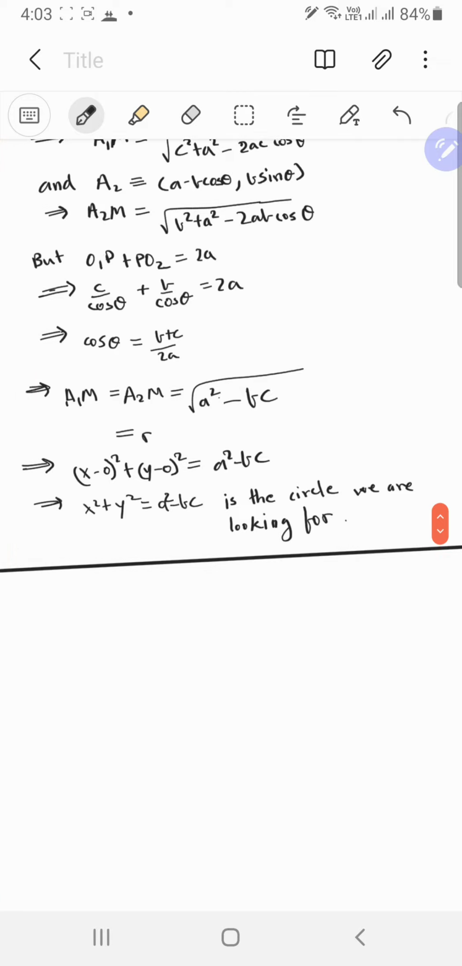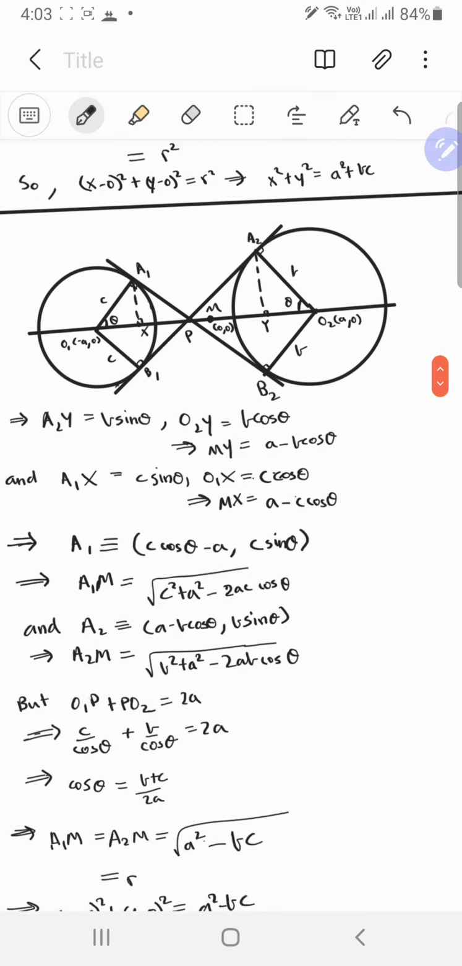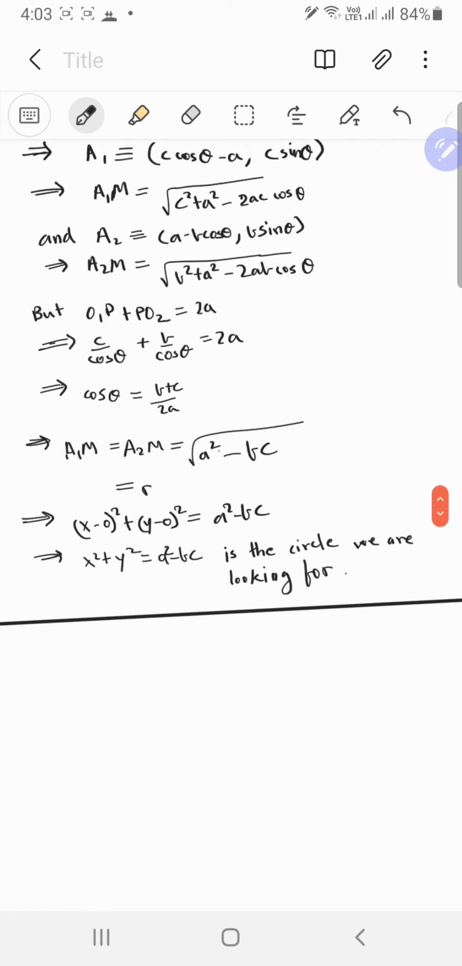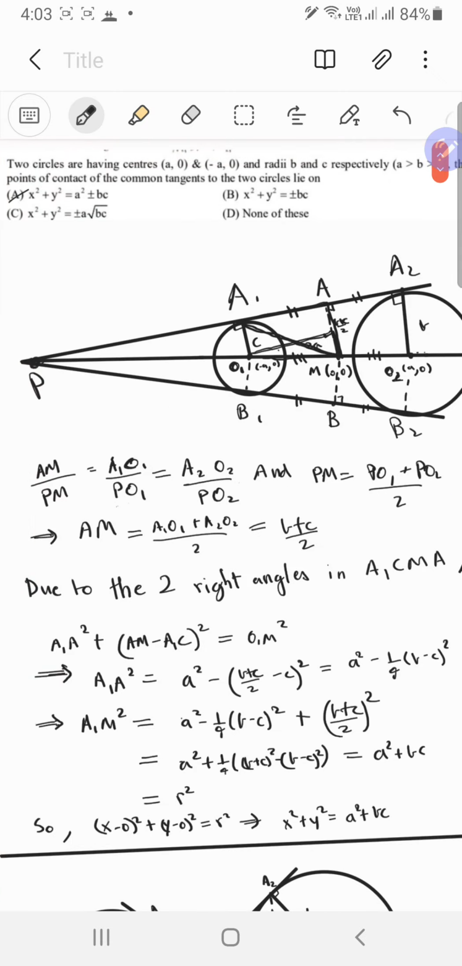From that it is very easy to find the equation of the circle circumscribing the quadrilateral A1, B1, B2, A2. So x squared plus y squared equal to a squared minus bc, that's the circle we are looking for. So one equation was x squared plus y squared equal to a squared plus bc, and the other is a squared minus bc, and that's why option A is correct. Okay, I will see you in the next one.